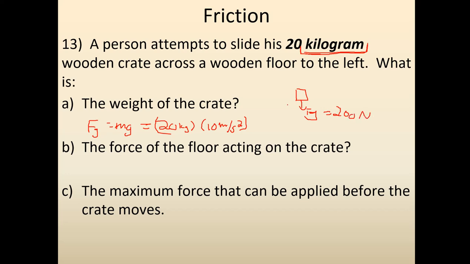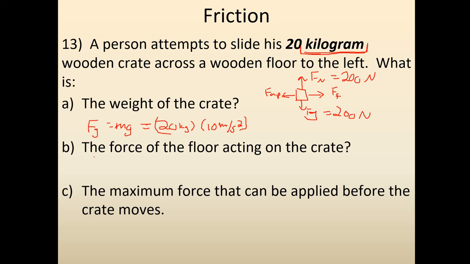Since the force of gravity is pulling it down, and it's on a floor, there's going to be a normal force pushing it up, which, because they're opposite directions, will be 200. The person is pushing it to the left. And then there's a frictional force to the right.